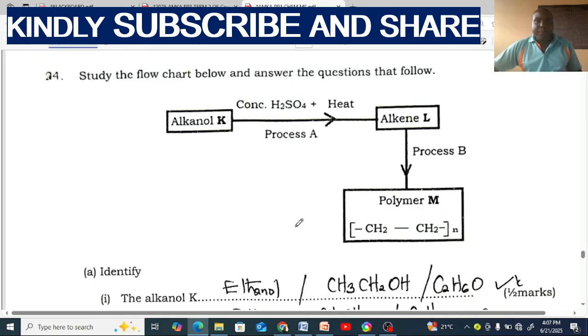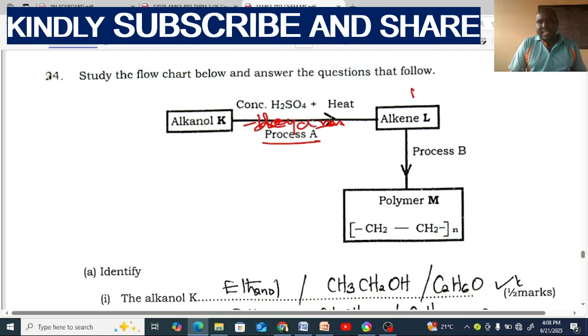Study the diagram. So this is an alkanol K, concentrated sulfuric acid, alkene. So this is what we call hydrolysis, because in the alkene they are removing water. Actually, it's not hydrolysis, but dehydration. This process is called dehydration, the removing of water. So process A is dehydration. So an alkene is formed.